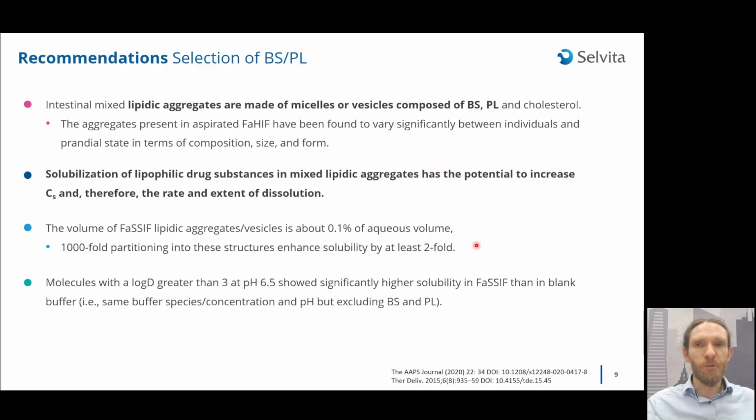For lipophilic molecules of log D greater than 3 and at pH 6.5, the variation and increase in solubility can be even higher, as was found out when comparing solubility in fasted state simulated intestinal fluid compared to the blank buffer, where other parameters were exactly the same.